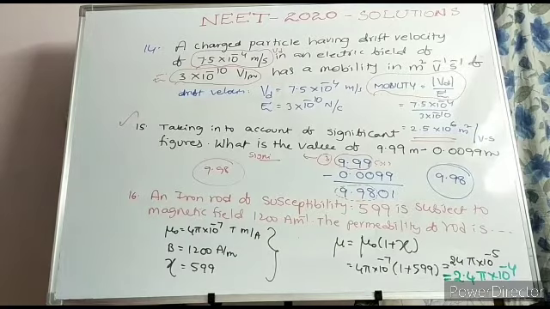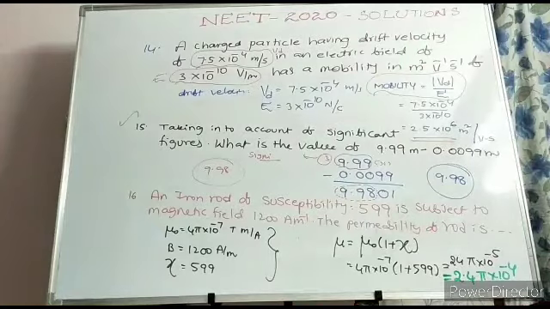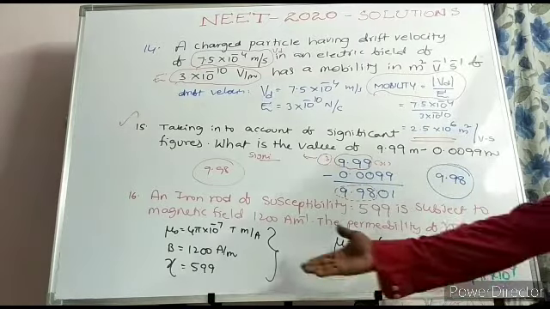And we will go through the other question: an iron rod of susceptibility 599 is subjected to magnetic field 1200 ampere per meter. The permeability of the rod is. So here we have the generalized expression of mu naught in free space, 4 pi into 10 power minus 7, the magnetic field intensity given as 1200 ampere per meter, as well as susceptibility given as 599.